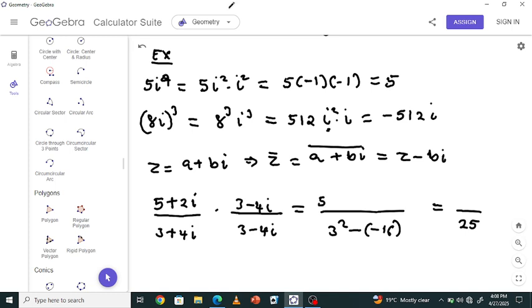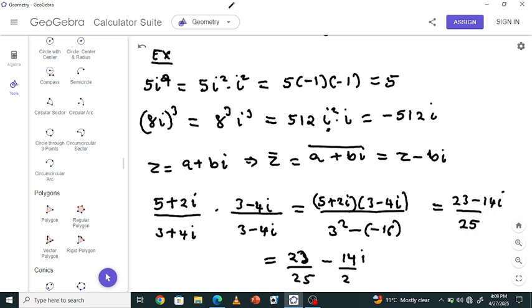And then we will multiply 5 plus 2i by 3 minus 4i, and now that will give us 23 minus 14i. Our resulting complex number is 23 over 25 minus 14i over 25. That one we have written in the form z is equal to a plus ib. And now that's how we perform the operation of dividing two complex numbers.